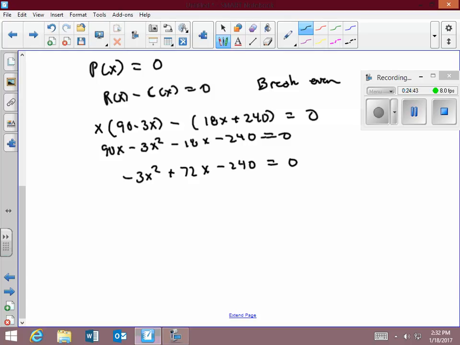Now what I'm going to do is take a common factor out. And I'm going to take a negative out so I get my leading numerical coefficient to be positive. So I'm going to take a minus 3 out. x squared minus, what is that? 24? And then a plus 80? Did I do that right?